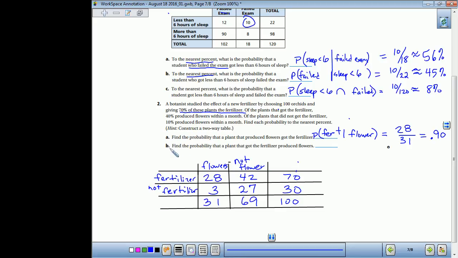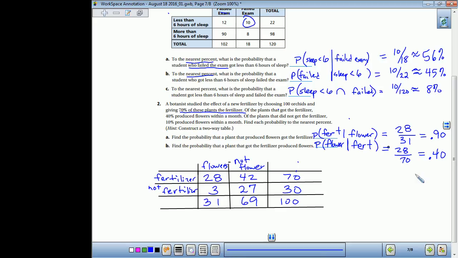All right, B. Find the probability that a plant that got fertilizer produced flowers. Is there a condition? Yes. What's the condition this time? They got fertilizer. Yes. All right. So now we're looking differently. We're looking here. So it'd be flower, 28 out of 70. Yeah, 28 out of 70. Which is, hold on, that's 0.4.